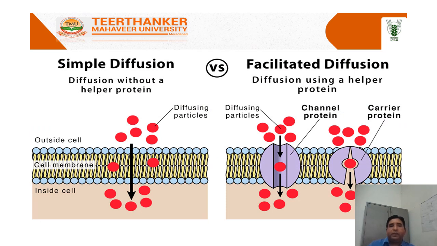Diffusion may be of two types: simple diffusion and facilitated diffusion. Simple diffusion requires no channels, carrier proteins, etc. It allows the diffusion of molecules across the membrane without any type of proteins. But in facilitated diffusion, there are some types of proteins, like channel proteins and carrier proteins, that facilitate the movement of molecules across the membrane. But please remember that diffusion takes place according to the gradient of concentration.